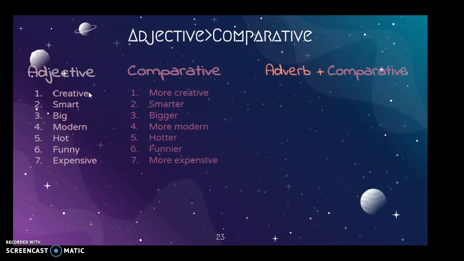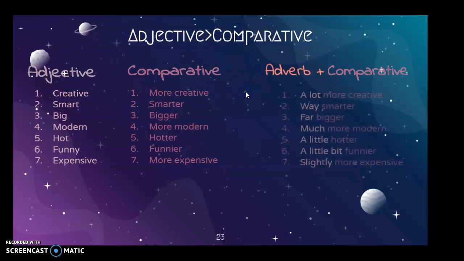Then how do I use the adverbs to express the difference? I just put them before the comparative, and it goes like this: a lot more creative, way smarter, far bigger, much more modern, a little hotter, a little bit funnier, slightly more expensive. So these adverbs just tell me how different the two things are, and they are optional. But it sounds good if you use them.